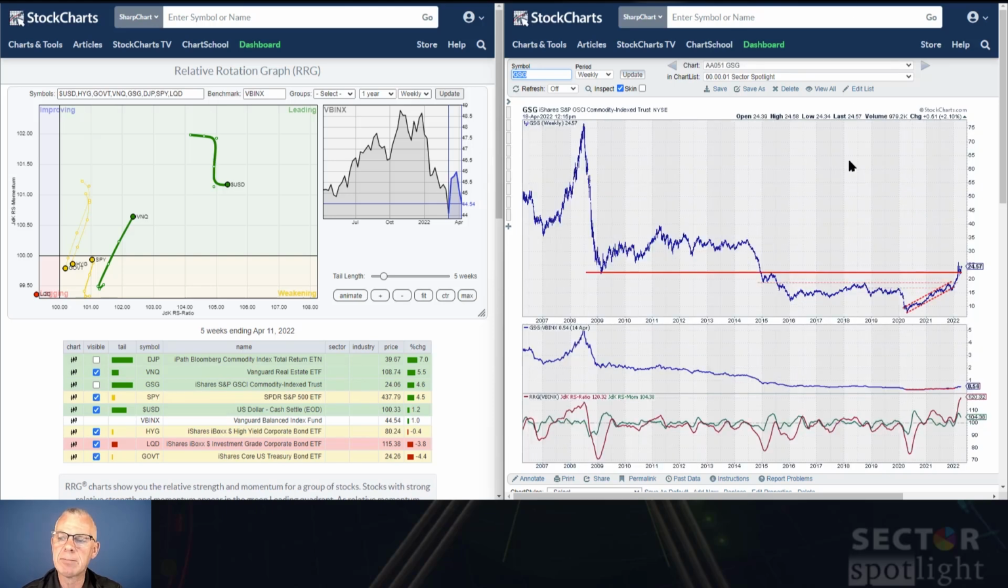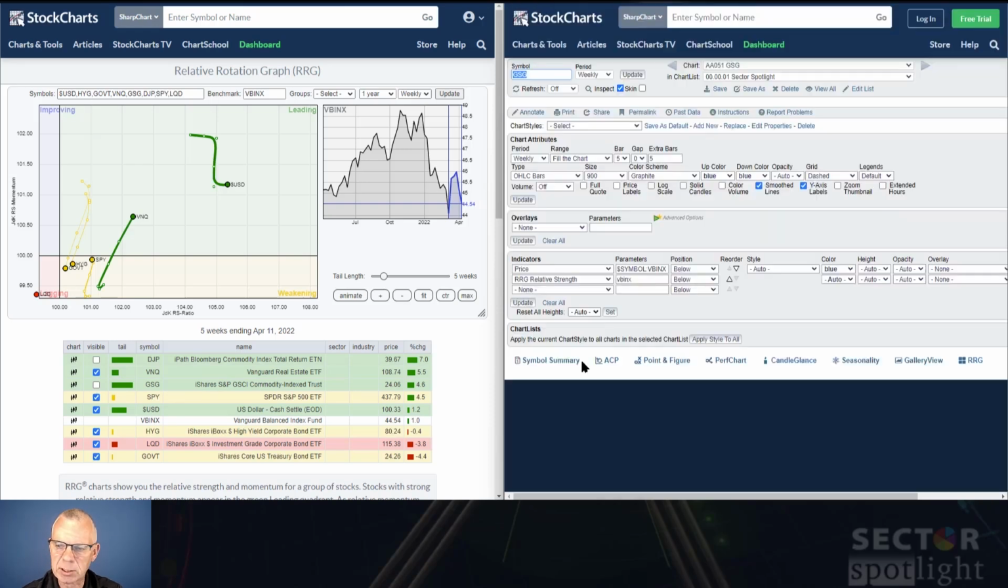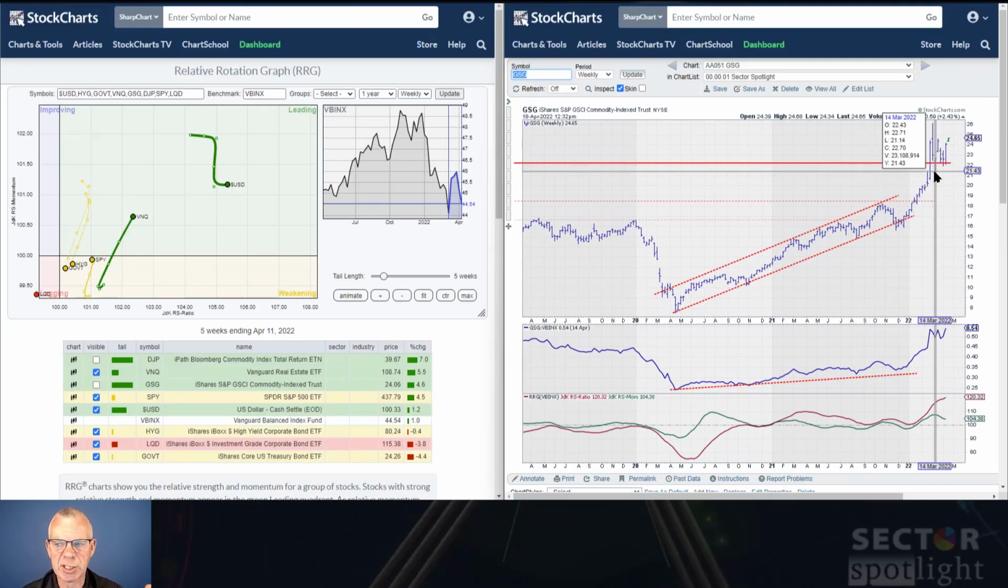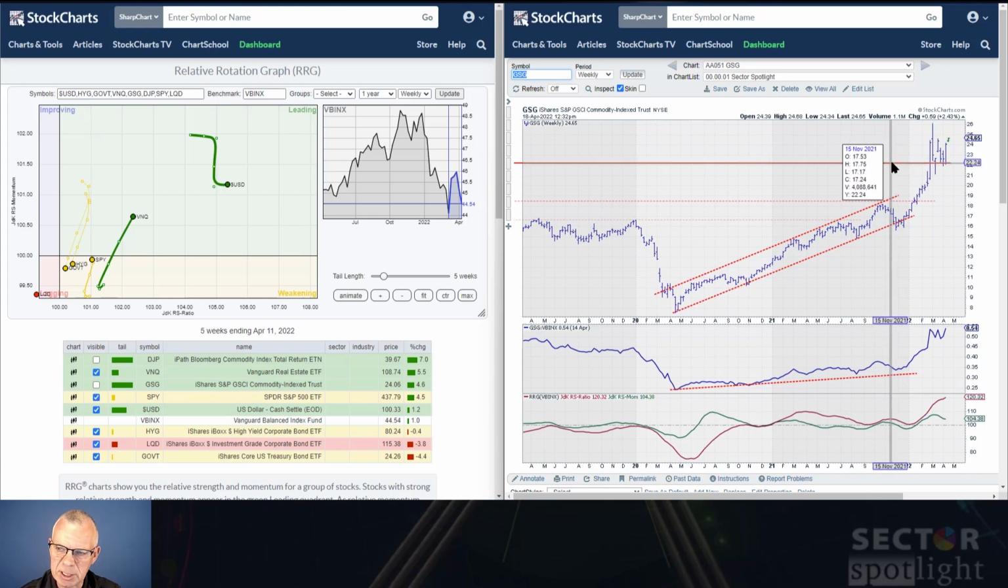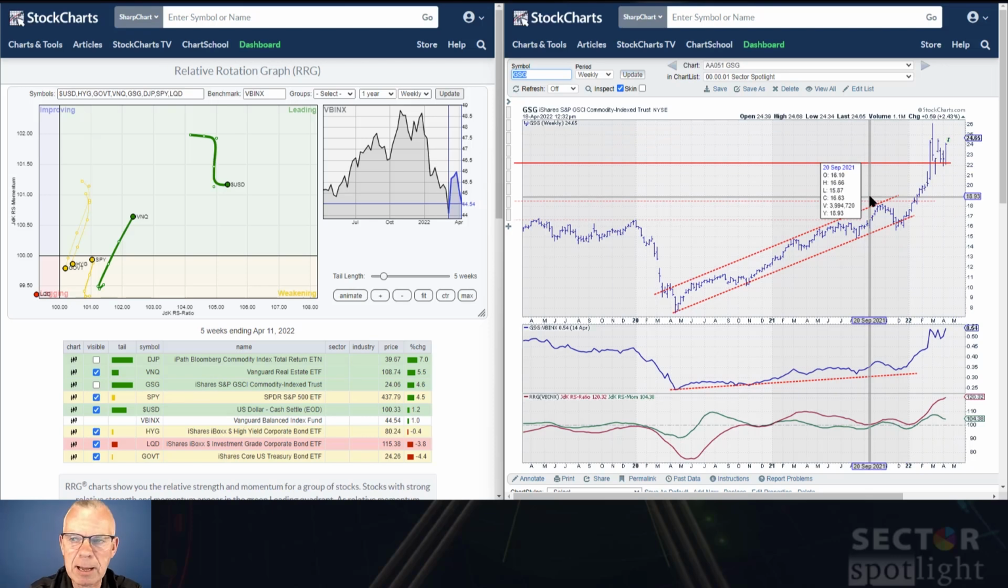If we do the same with GSG and zoom into the most recent price action, update the chart here, then you see that it's not as far as DJP, but we had the break, we tested the old resistance level now as support, and it looks as if we're bouncing. So I think that commodities, DJP and GSG, are now back on track, and we will see more strength for commodities in the weeks to come.